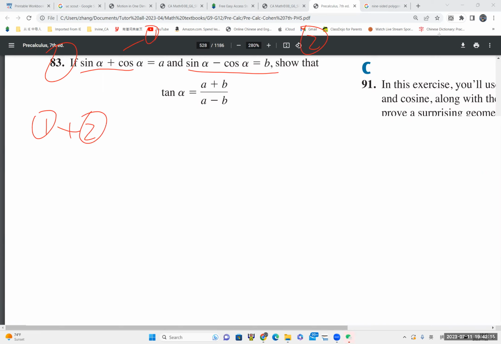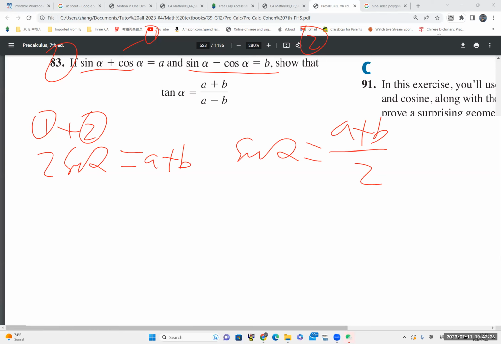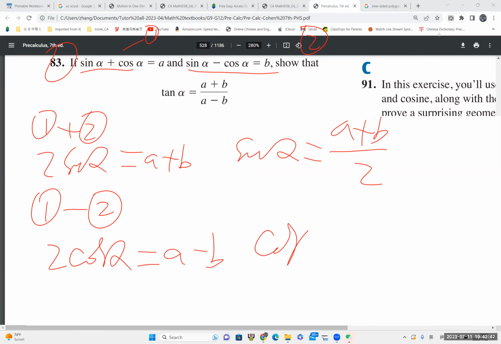Then we have 2 sine alpha equal to A plus B. So sine alpha equal to A plus B over 2, right? Then if it's 1 minus 2, we have 2 cosine alpha equal to A minus B. So cosine alpha equal to A minus B over 2, right?